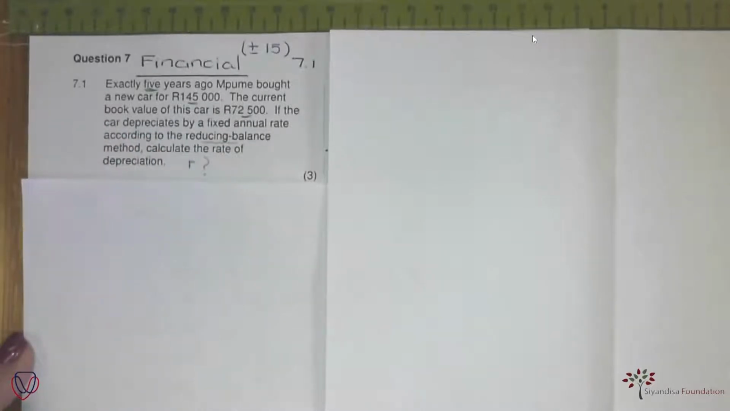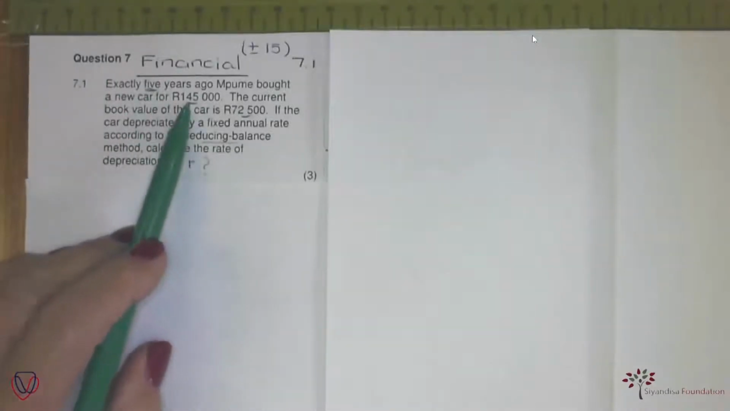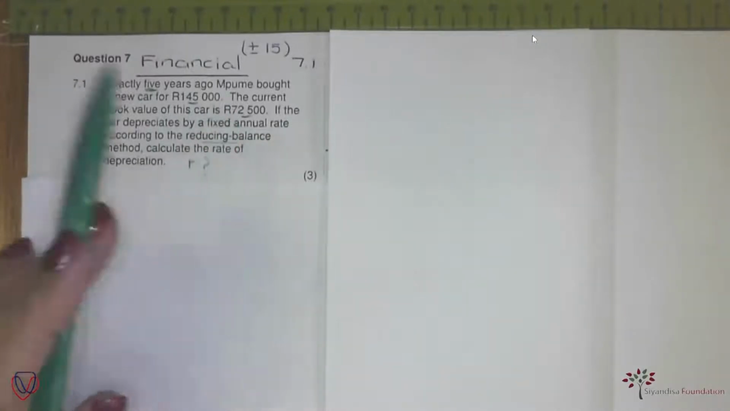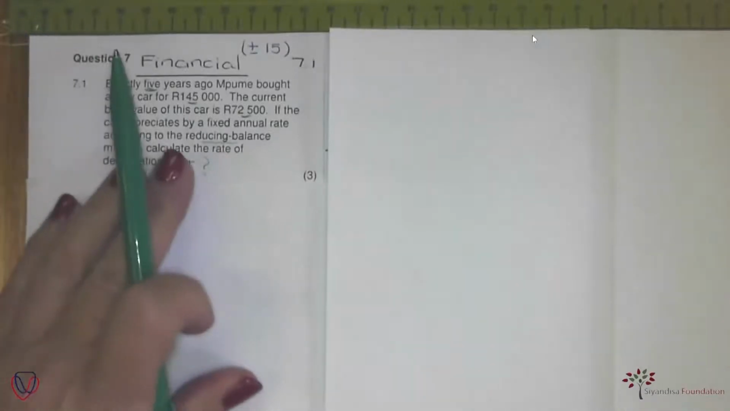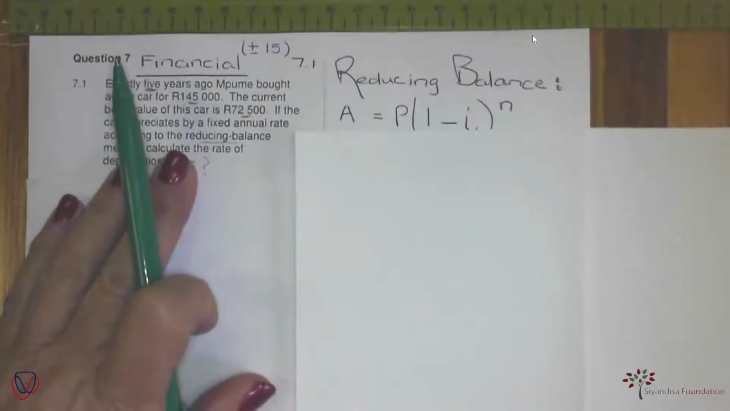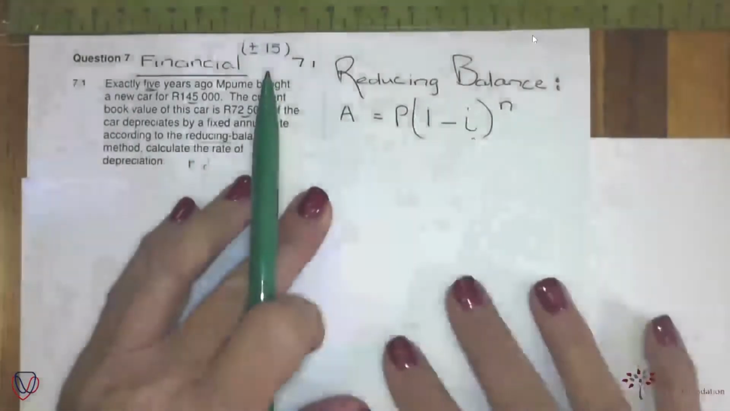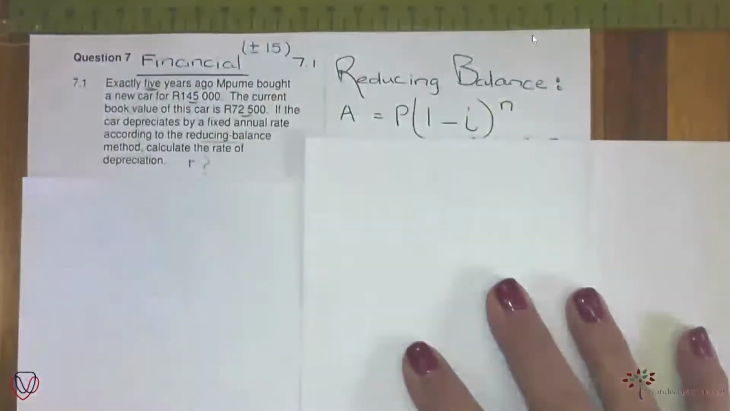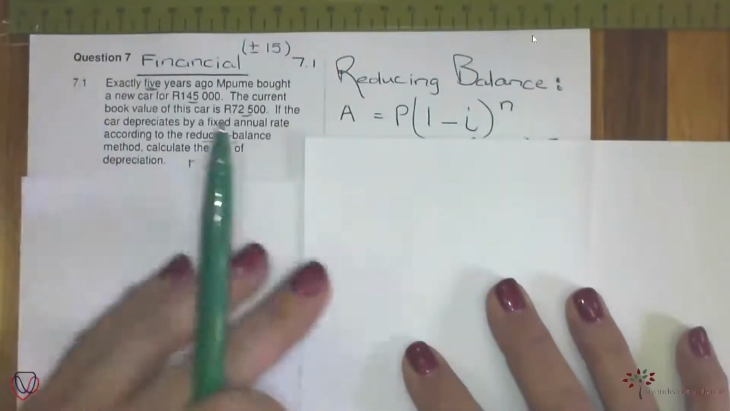Now in financial, I'm very, very serious about writing down everything you have. She bought the car for 145. After 5 years, the value was 72. So what am I going to do with that formula of compound interest? I'm going to put a negative in my formula. Reducing balance is the exact formula for compound interest, but it must have a negative. Depreciation, a negative. Have you got that? Important. That's the first formula that you must remember.